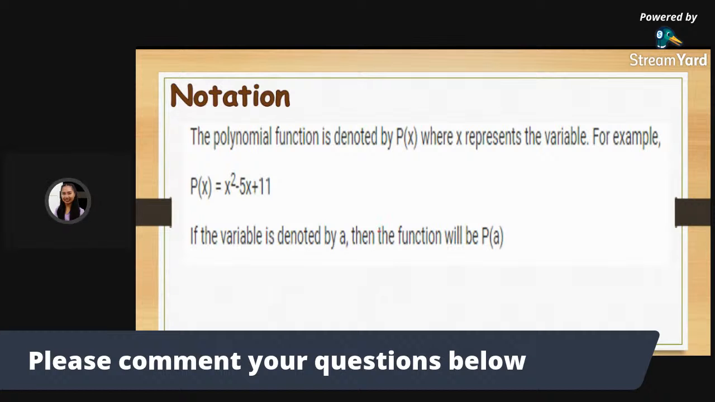Okay, its notation is represented by p of x equals the polynomial. If the variable is denoted by a, then we can also write p of a. For example, p of a equals a squared plus 3a minus 5.